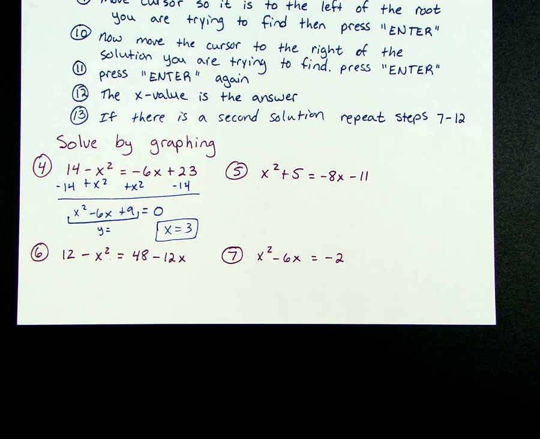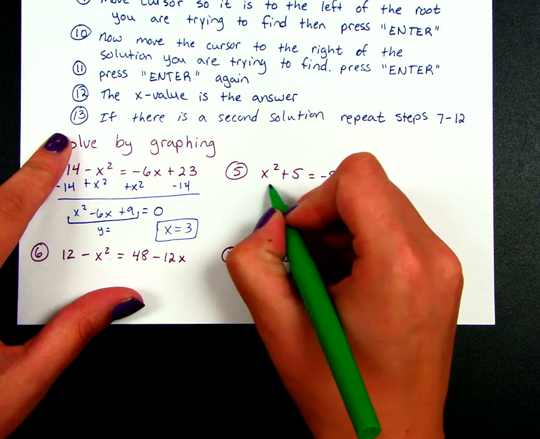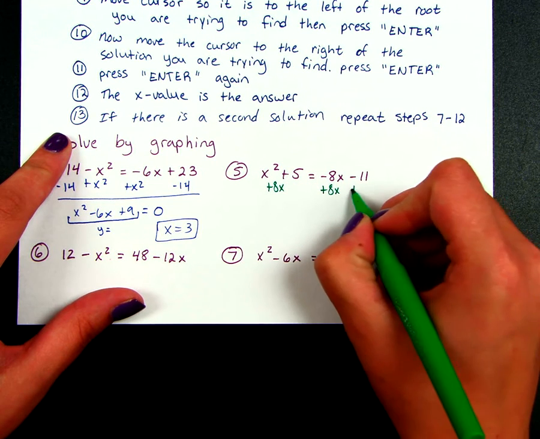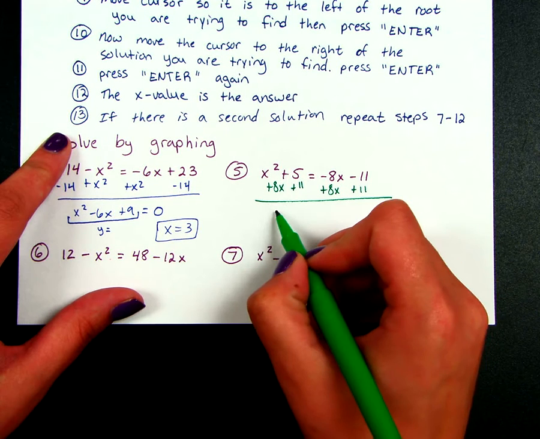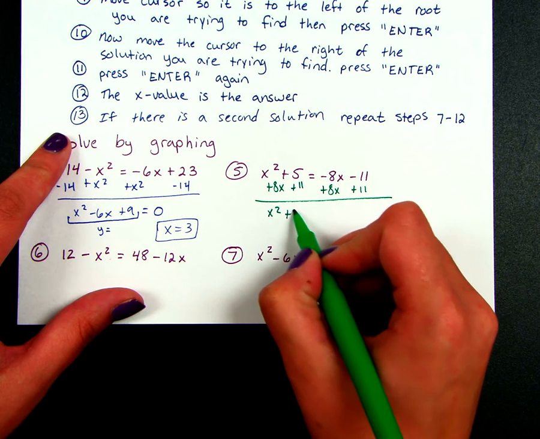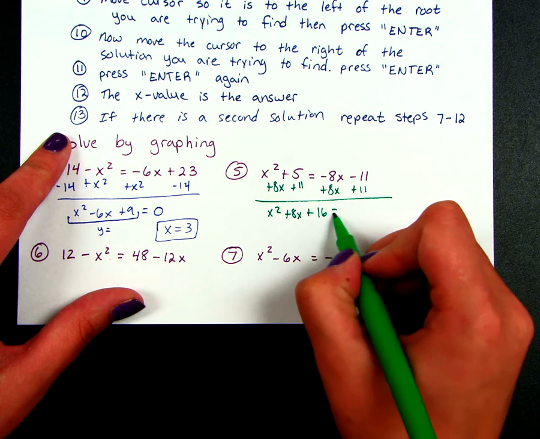All right, so doing another solving by graphing using our graphing calculator. So again, we want to start in standard form. So we're going to move everything to the same side so that it's equal to 0. And we want to try to keep our x squared term positive. So this time, we're going to add the 8x to each side and add the 11. Okay. So that will give us x squared plus 8x plus 16 equals 0.